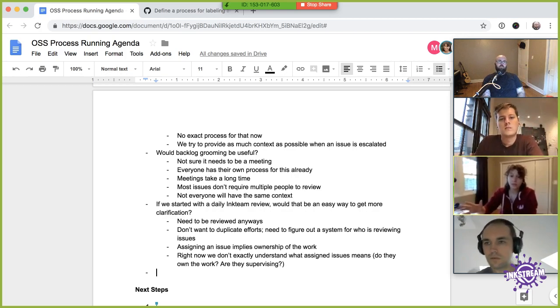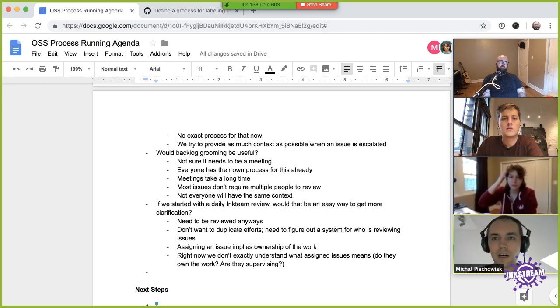I don't know if that's going to work, but then it would just go into the backlog and could be picked up. So it wouldn't actually be assigned out to a person. The label would just be changed and the status would be changed, because when it says ink team review, that basically means it's blocked. Mm-hmm. So you're just putting it back into play.